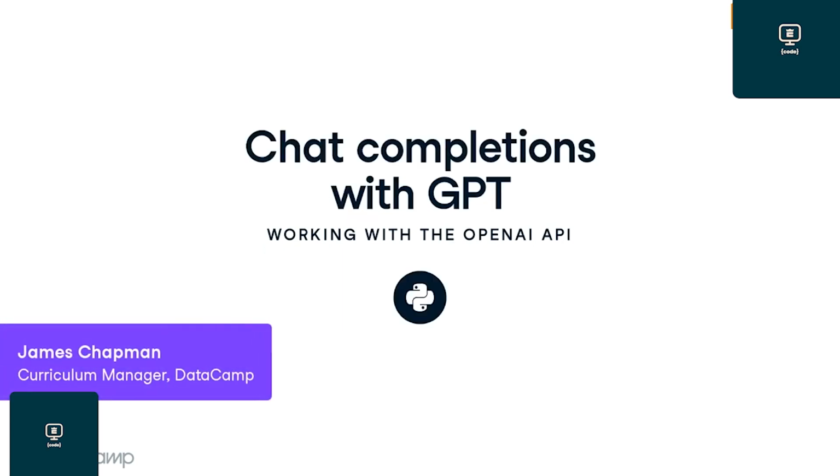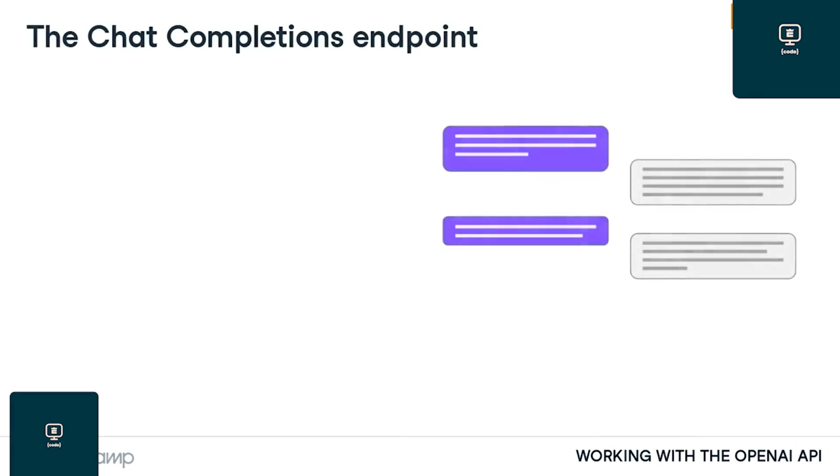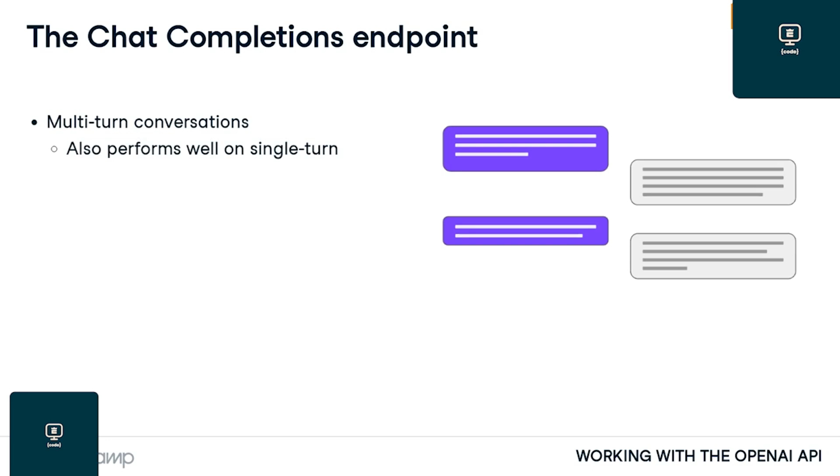Welcome back. In this video, we'll learn to unlock the chat capabilities from the OpenAI API, which underpin popular applications like ChatGPT. Let's get started. The chat completion endpoint allows us to have multi-turn conversations with a model, so we can build on our previous prompts depending on how the model responds. Additionally, chat models often perform just as well as completions models on single-turn tasks.